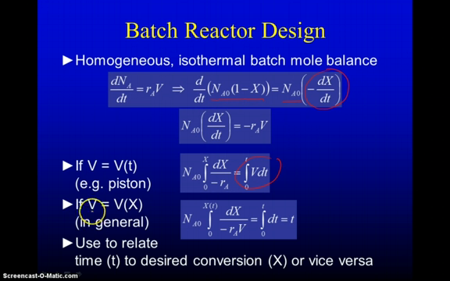Either way. If the volume is a function of conversion, another useful way to write this expression is, before doing the integration, to move the volume over to the left-hand side of the equation, and then we can express the integral on the left-hand side entirely as a function of conversion. This only makes sense if V depends on conversion. But if we do that, then the initial number of moles times the integral of 1 over the rate of consumption of A times the volume is equal to time. So this allows us to relate time to conversion, or vice versa.